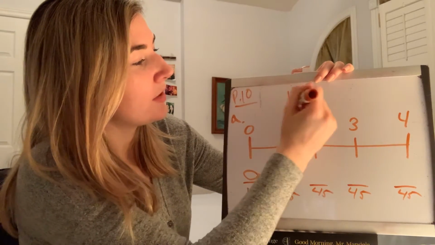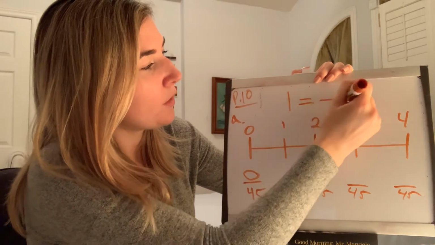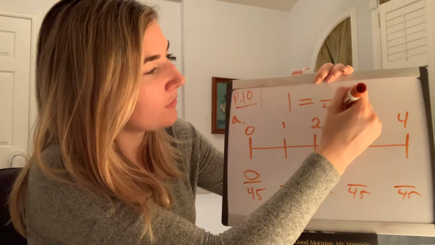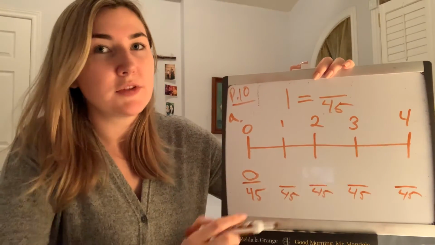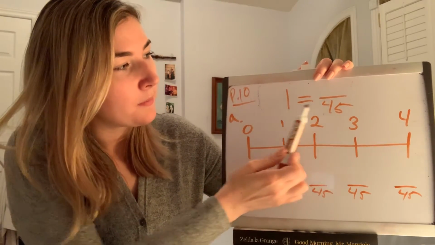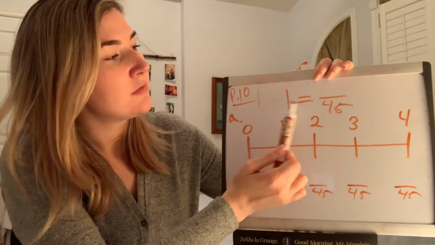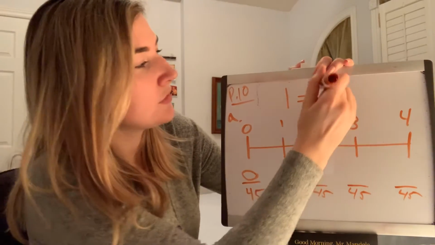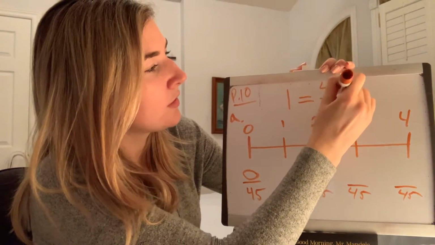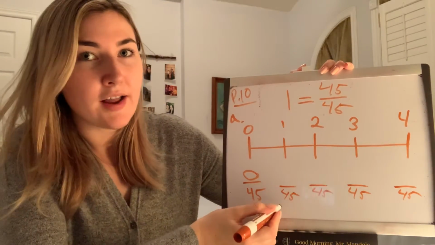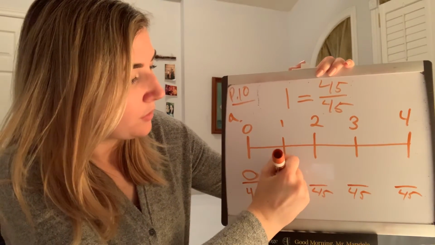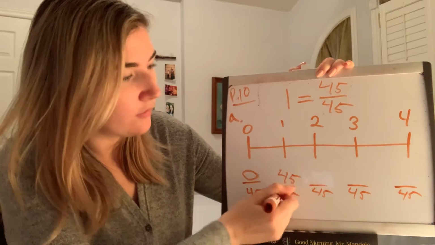So our whole number is 1. And we know our bottom number will always be 45. So now we just have to multiply our whole number by our bottom number. So 1 times 45 equals 45. So there's our next fraction. We know 1 equals 45 over 45.